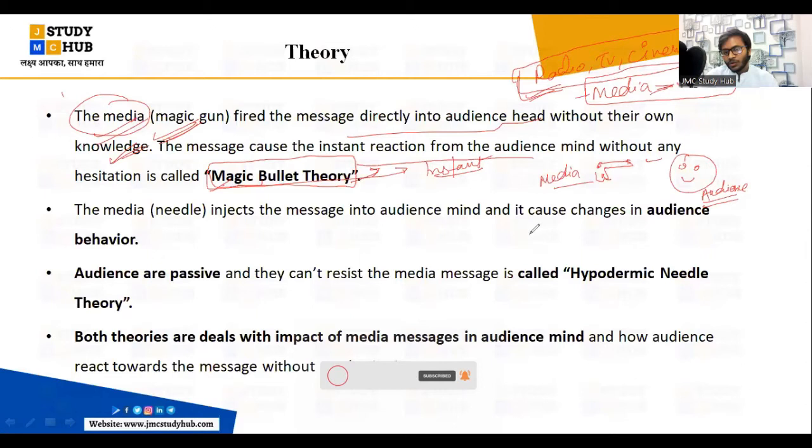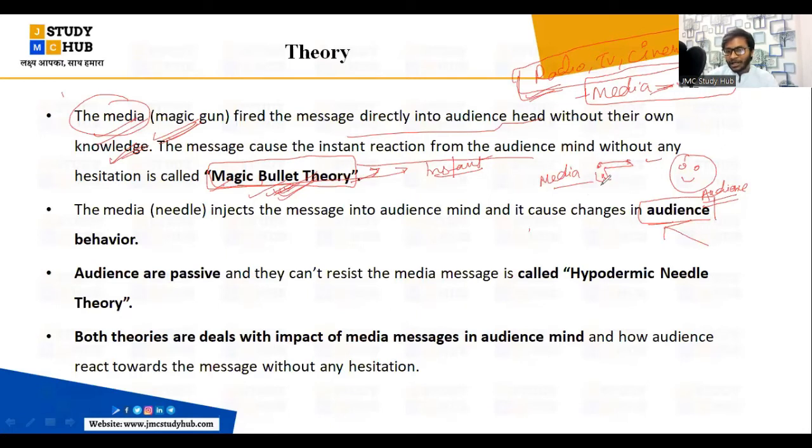instant reactions, right? So if you see the changes in the mind of the audience, right? If there is causing the changes in the audience mind, manipulating the behavior of the audience, manipulating the mind of the audience, it means the media has the power to make the instant change in the mind of audience, right? So this word, the magic bullet theory says that media is having the power to change the mind, to change the behavior, to manipulate the behavior.